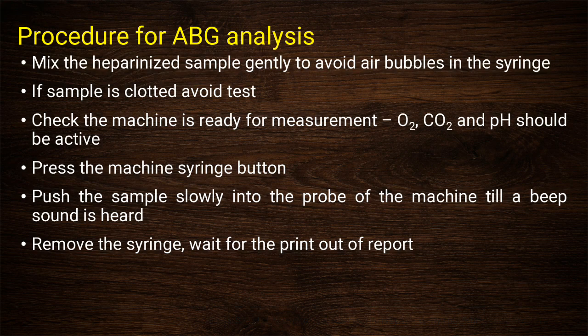Check that the machine is ready for measurement of oxygen, carbon dioxide, and pH; these electrodes should be active. Then press the syringe button in the analyzer. Then push the sample slowly into the probe of the machine till a beep sound is heard. Then remove the syringe and wait for the printout of the report.